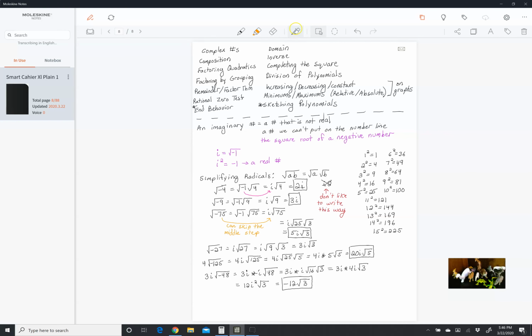So now, let's just write that down. We'll just put it in a separate color. You never want to leave i squared as i squared. Change i squared to negative 1. It's real. That's what we're saying. It's a real number.